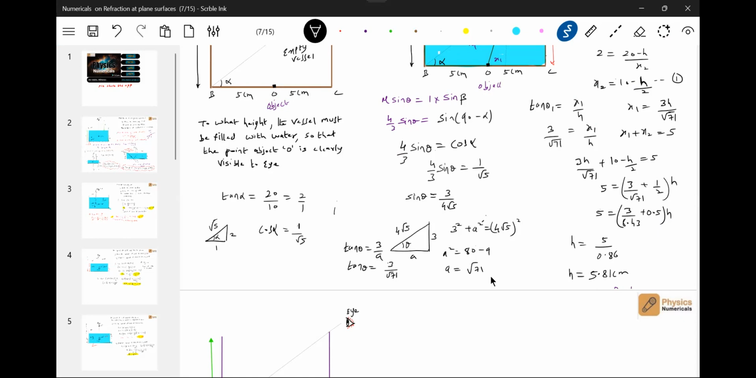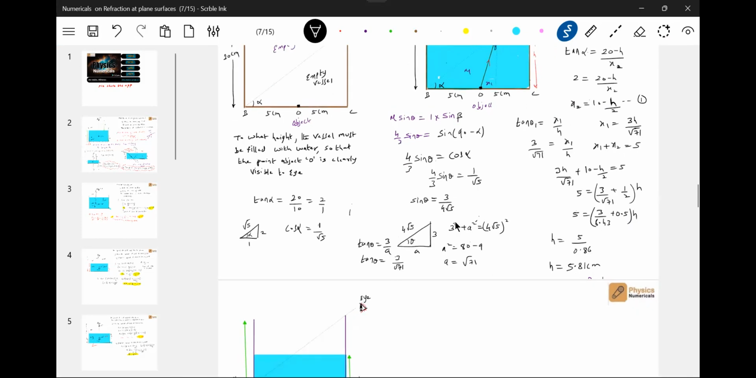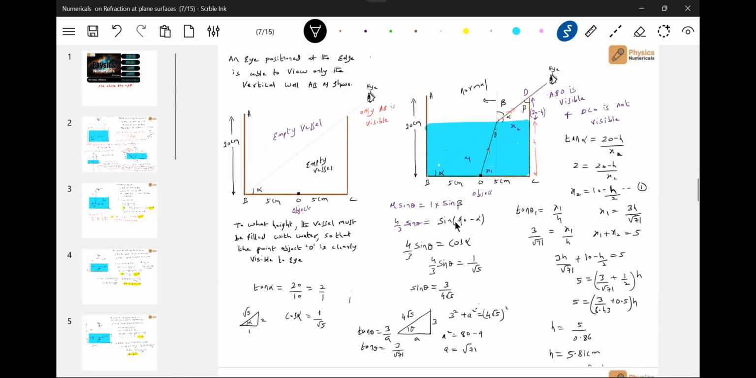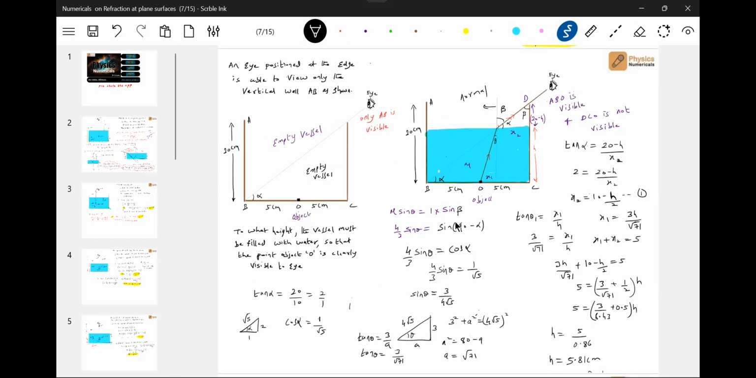Okay, to this height the liquid has to be filled up so that it will be visible. I think there were a lot of errors, everything was there. Okay, let me summarize again. An eye positioned at the edge is able to view only the vertical wall AB as shown. So this is alpha. First the eye is able to visualize only this part. AB is visible. Then this is not visible.